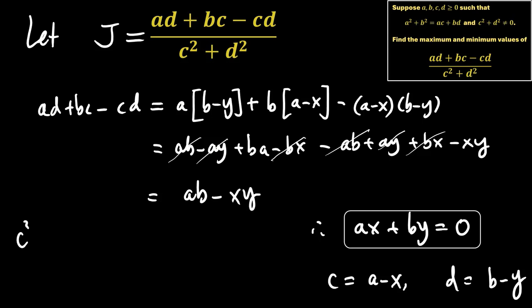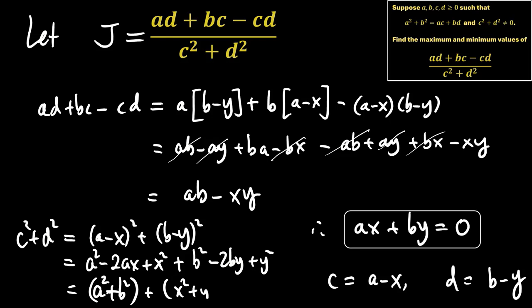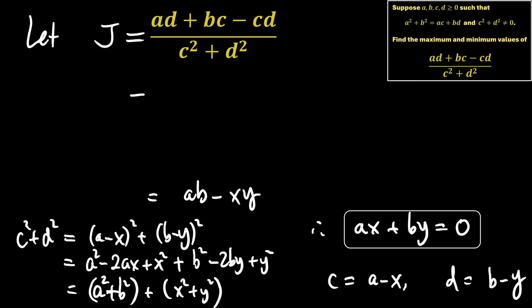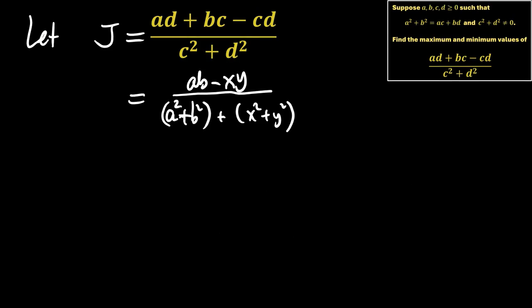For the denominator, C squared plus D squared is (A minus X) squared plus (B minus Y) squared. So it is A squared minus 2AX plus X squared and B squared minus 2BY plus Y squared. Since AX plus BY equals 0, this leaves A squared plus B squared plus X squared plus Y squared. So this means J equals AB minus XY over A squared plus B squared plus X squared plus Y squared.